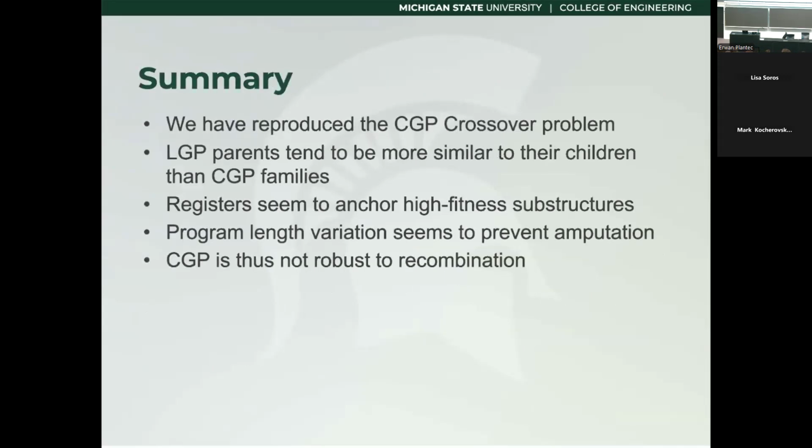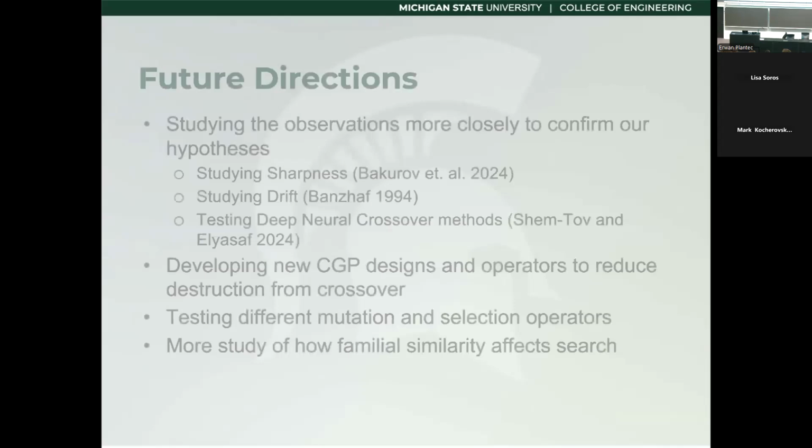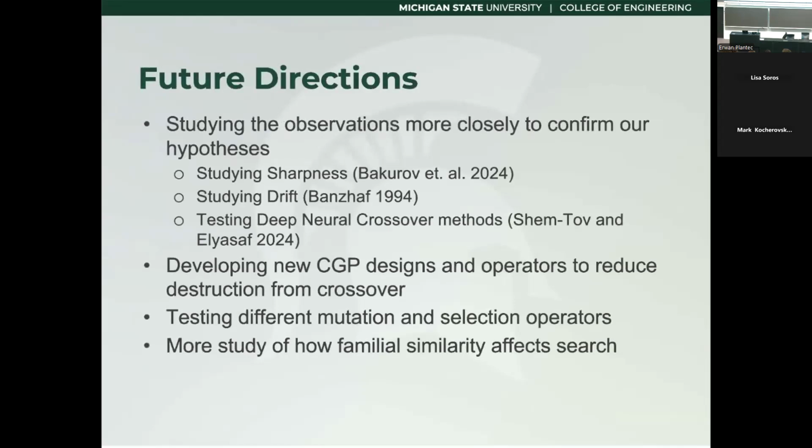So we've reproduced the CGP crossover problem. We've shown that LGP is less destructive than CGP when it comes to crossover, and we think it's because of the presence of intermediate registers and program length variation. So in future directions, we're studying more kinds of metrics. We think it's possible to develop new designs and operators using this knowledge, and of course, to more in-depth study our hypotheses to come to a decision one way or the other.